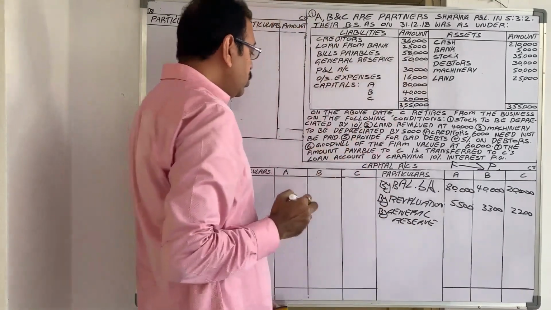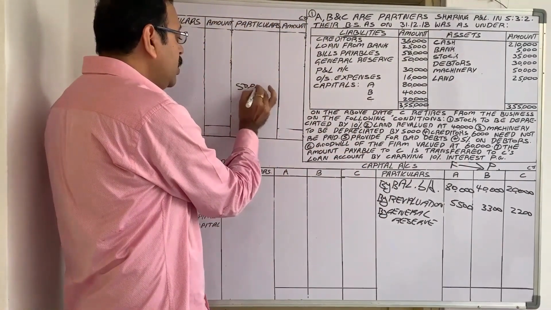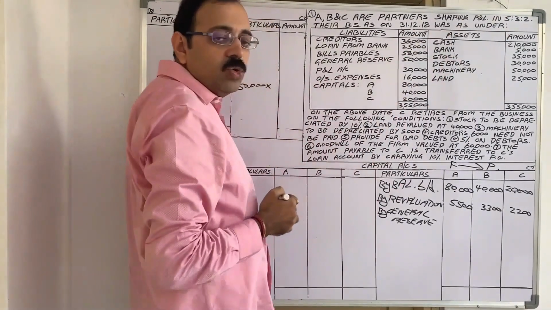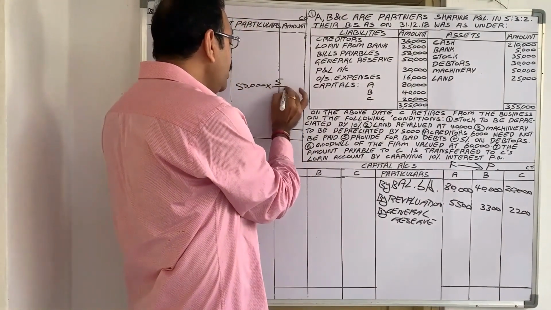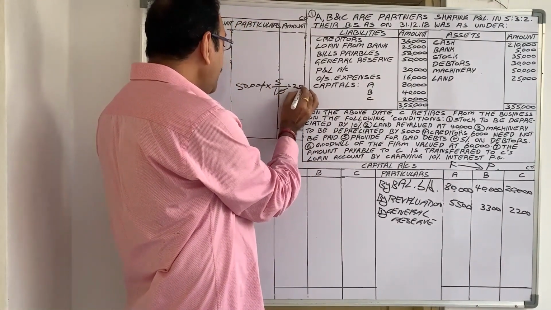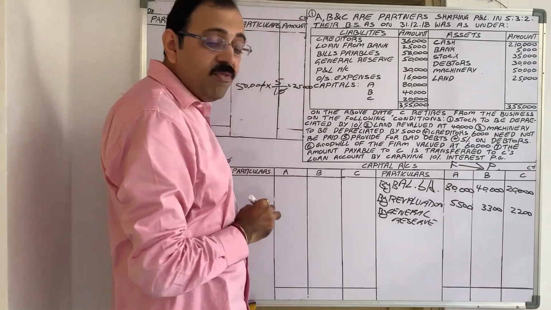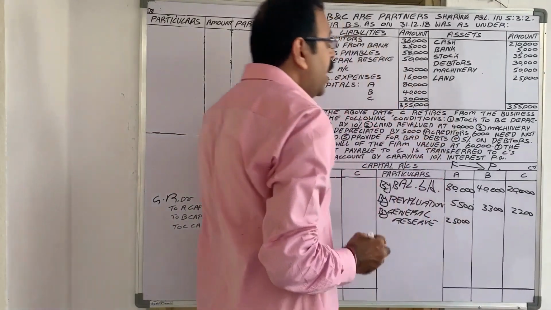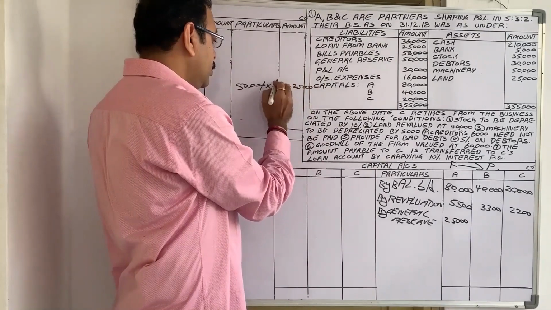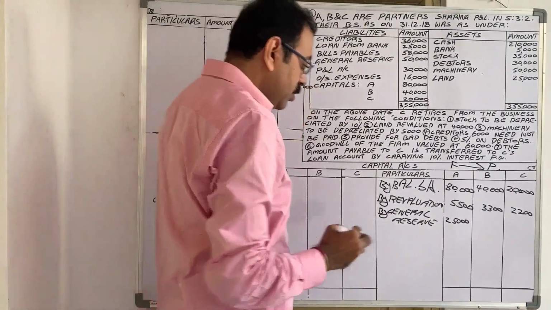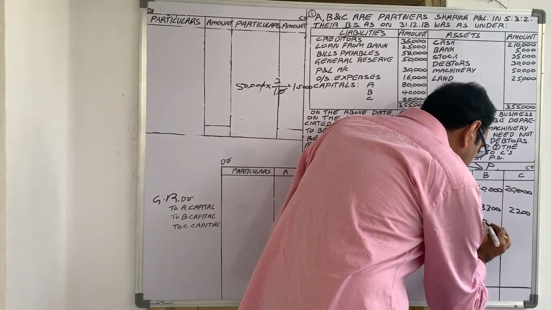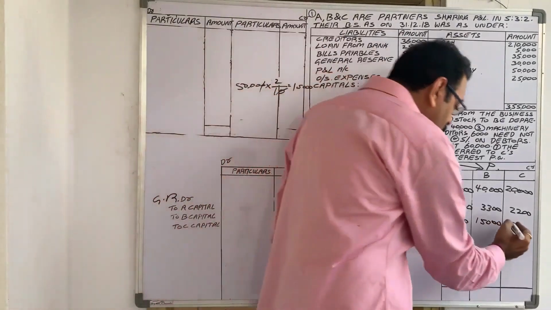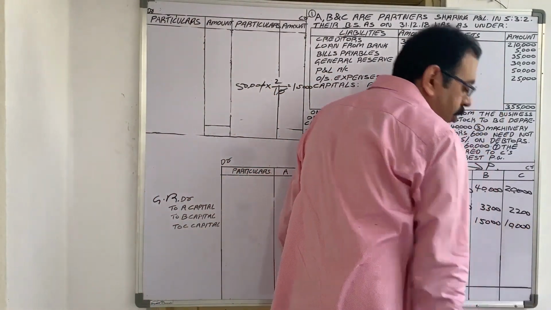Amount is 50,000 rupees. In which ratio do we have to transfer? In the old ratio. Old ratio is 5:3:2. So 5 by 10 is 25,000, which belongs to A, and 15,000 is B's amount, then 10,000 is C's amount.